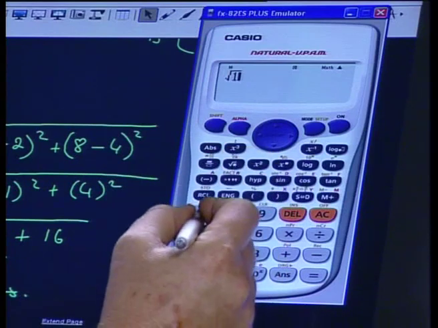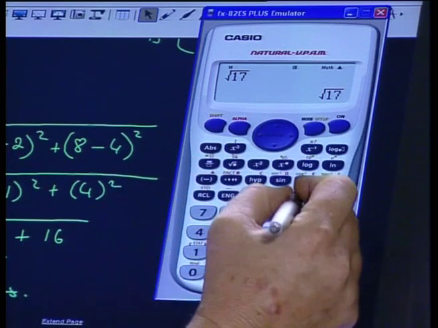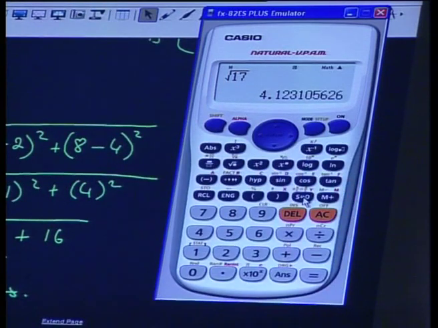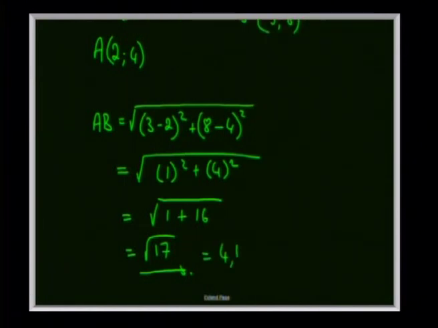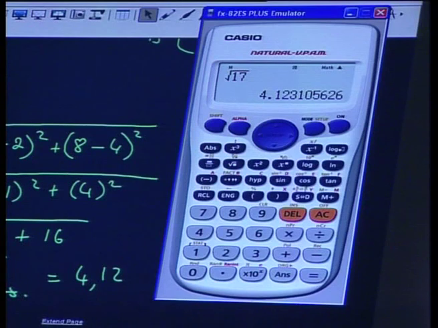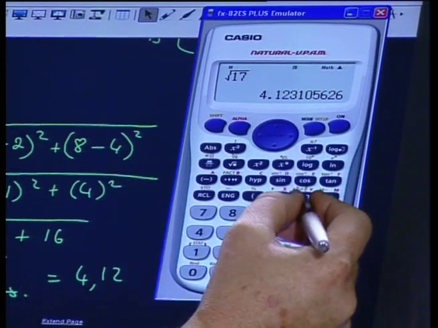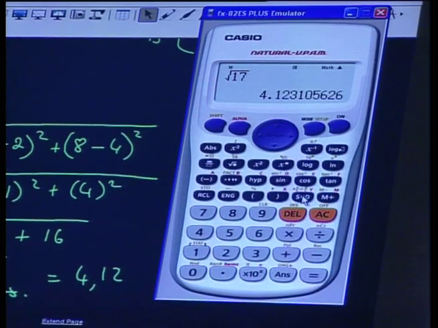Well, square root of 17, thanks to our Casio calculator, is 4.12. And I'm going to write that down, 4.12. I'm going to bring the calculator back up again, just to make sure you know which button it is to press to go from surd notation to decimal notation. If you look on the calculator, there's a little S, a little arrow to D. It's that button over there, surd to decimal. Absolutely magic.